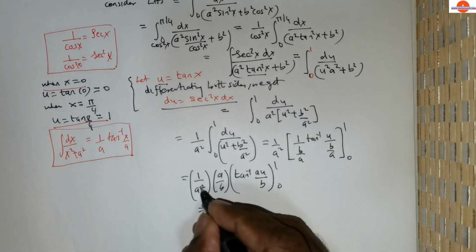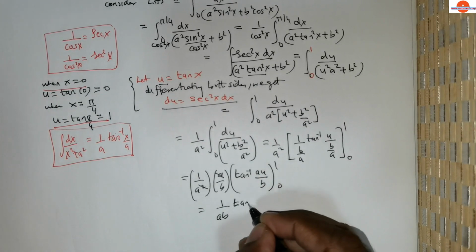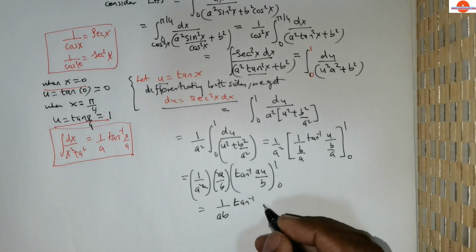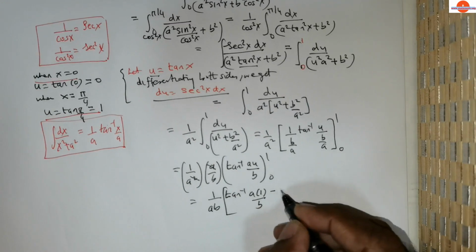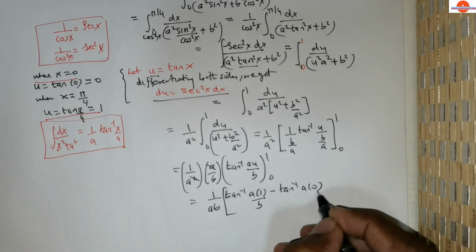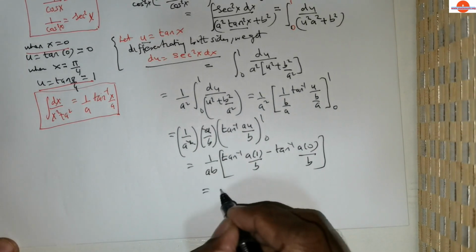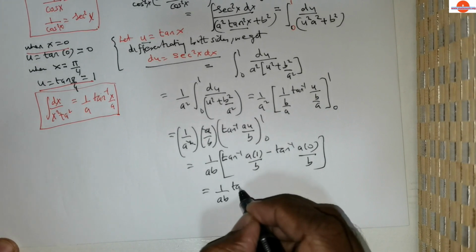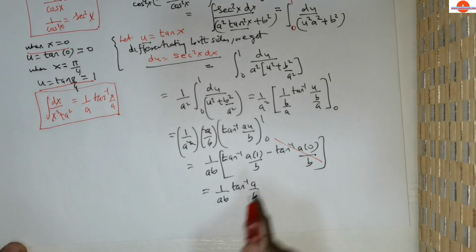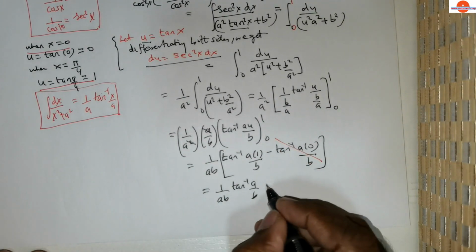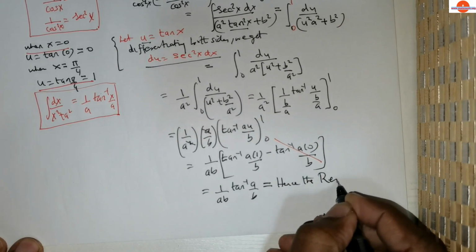Now if you cancel the a's out, you will get 1 over ab. Now tan inverse of, substitute the upper limit, you get a of 1 divided by b. Substitute the lower limit, tan inverse of a times 0 divided by b. This is what you get. So now this can be rewritten as 1 over ab tan inverse of a over b. Why do I write that? Because this is going to be 0, so it will get cancelled out. So this will be the outcome. So you can simply write it, hence the result.